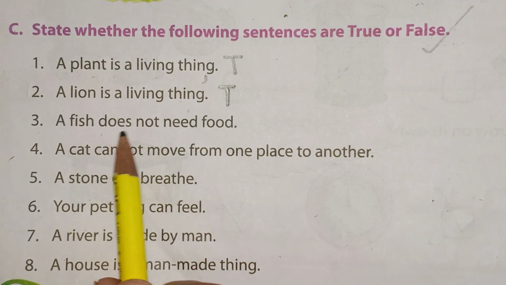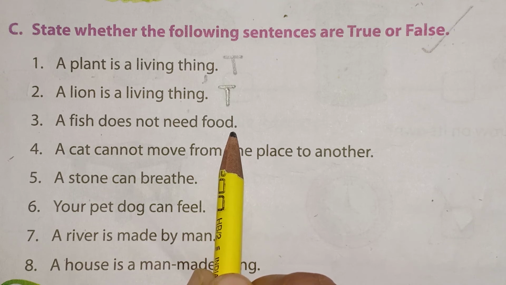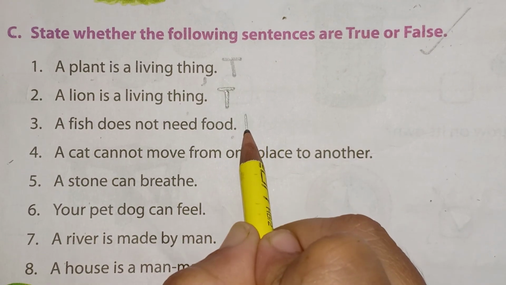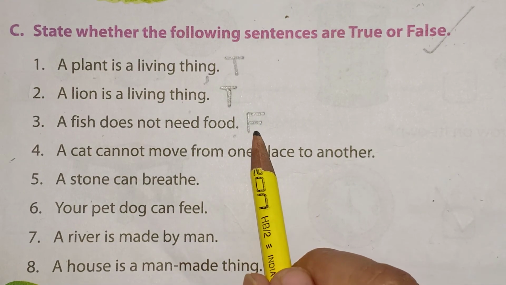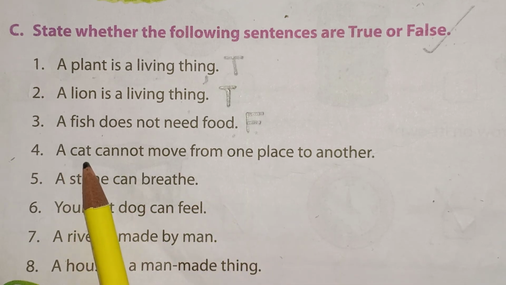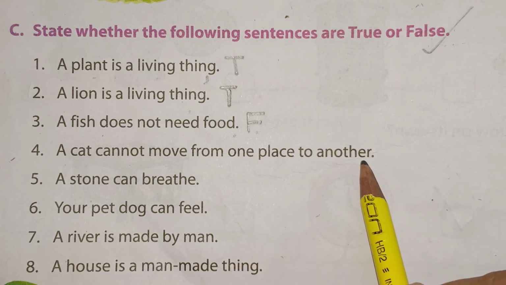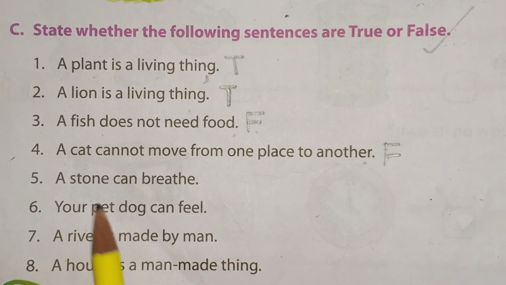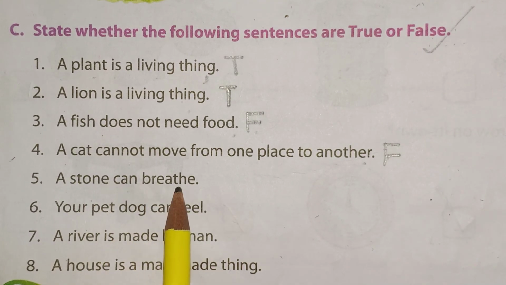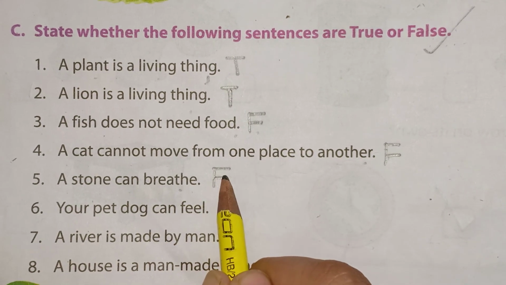A fish does not need food. Yes, it needs food because it is a living thing. So here it is false. A cat cannot move from one place to another. No, cat can move from one place to another. So here it is false statement. A stone can breathe? No. So here it is again a false statement.